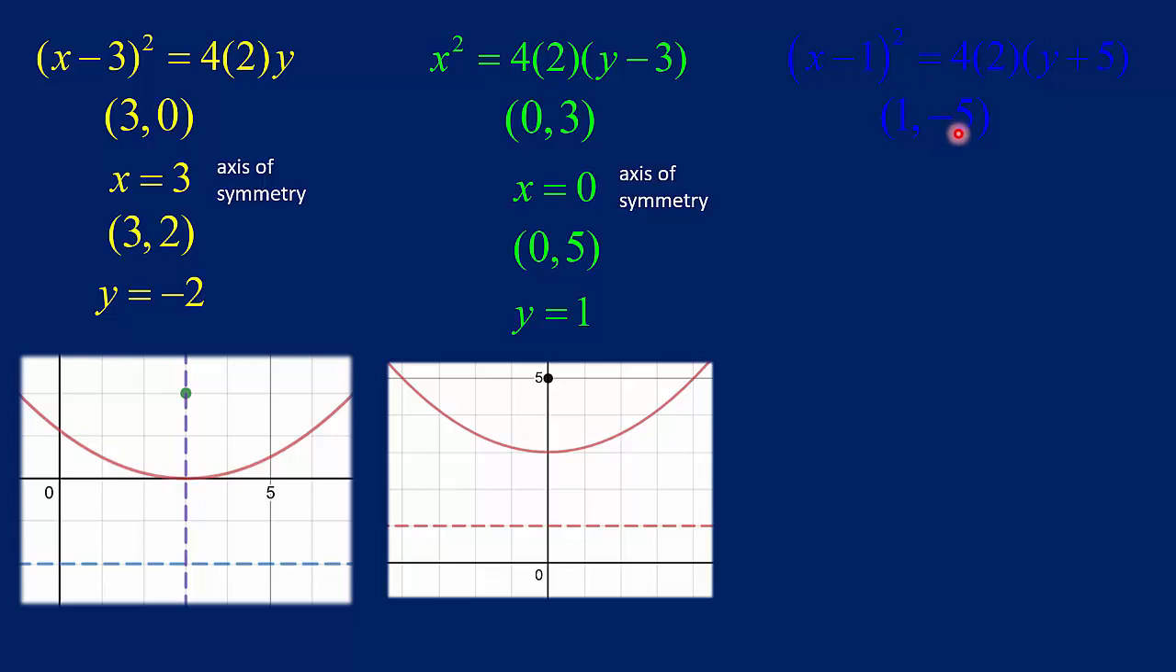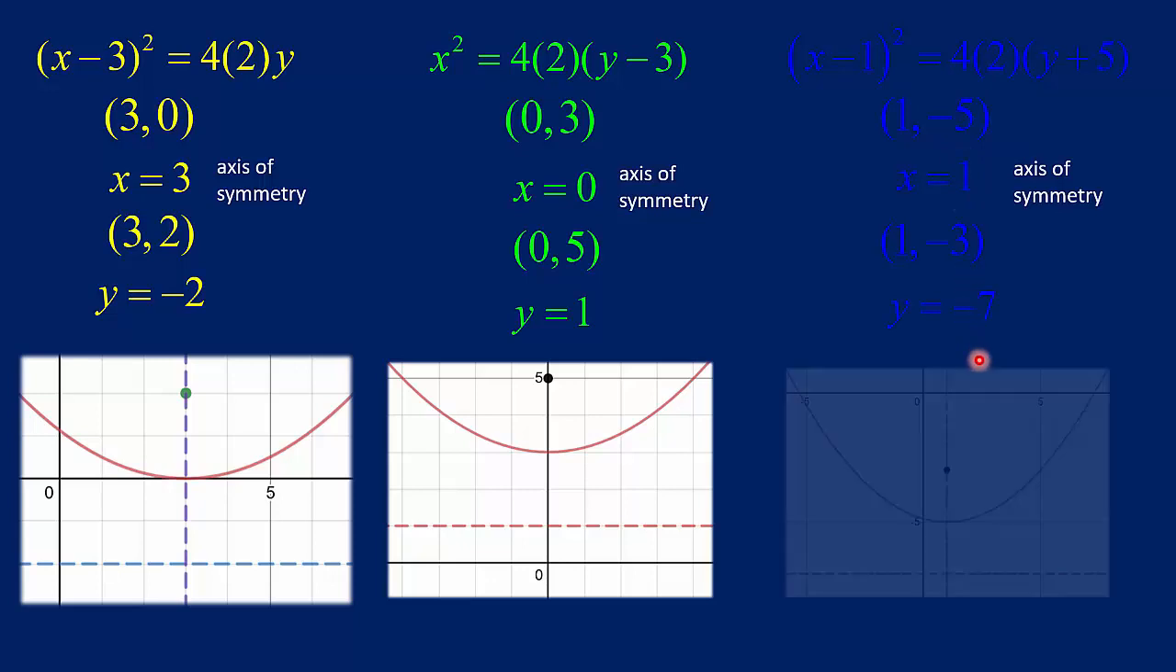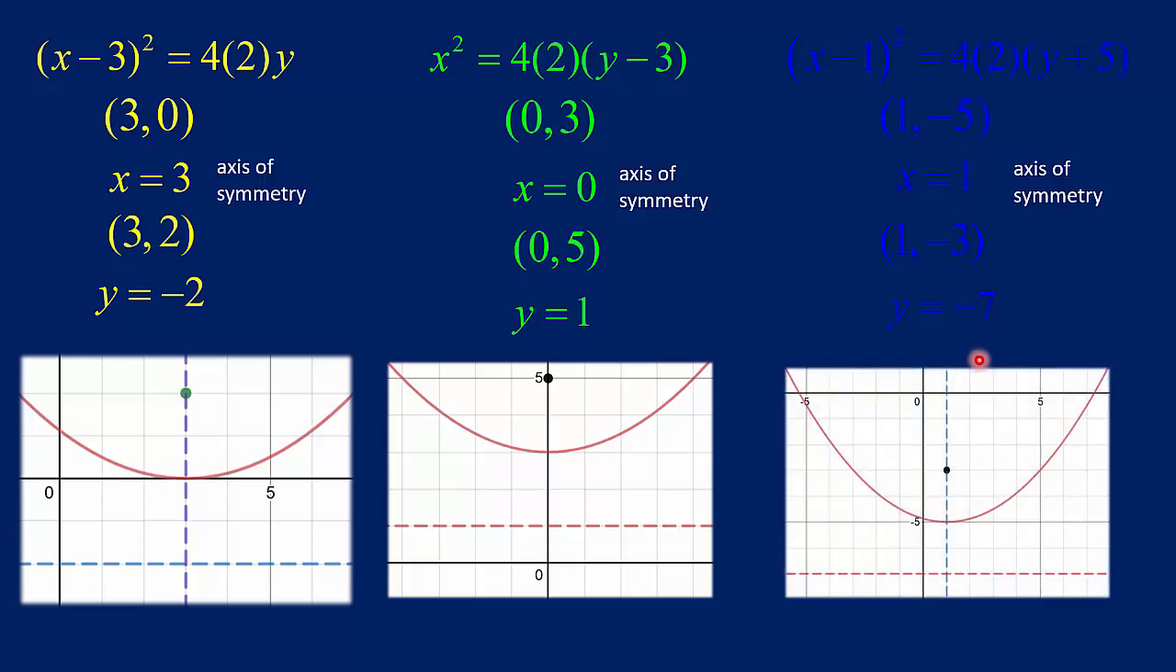Now, this graph opens upward. Okay, we've got our axis of symmetry to be x equals 1. And we're going to now find our focus. I've got the -5. I'm going to add 2 to it to get the focus. So that's going to be -3. See, -5 plus 2 is -3. Now, I want to get the directrix, so I'm going to subtract 2 from -5. So I get y equals -7, and here's what that graph looks like. Okay, and you can see the focus, the directrix, and the vertex here.